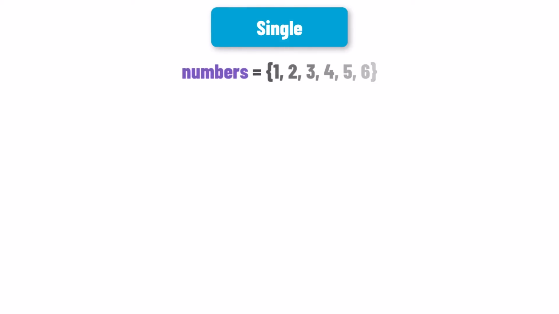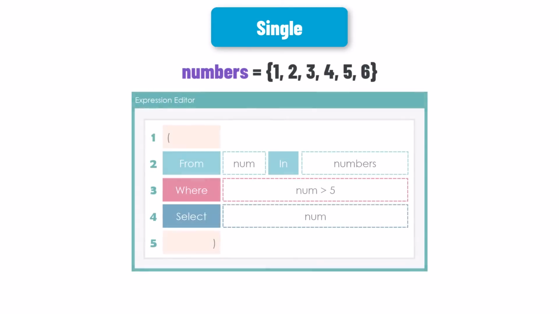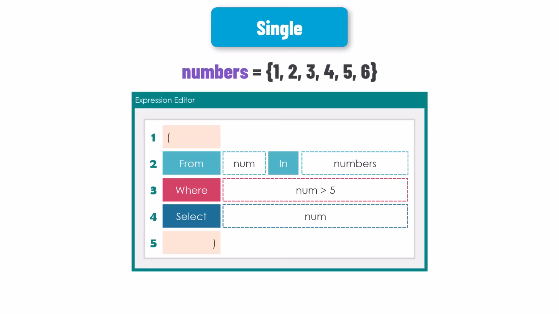Suppose I have an integer array that contains the following numbers. I want to retrieve only the number which is greater than 5. For that I use the following query. So, the result of this query is the following sequence, which contains only this number. Now I will use the Single method after the query to return this single element. So, the output of this query will be this number.